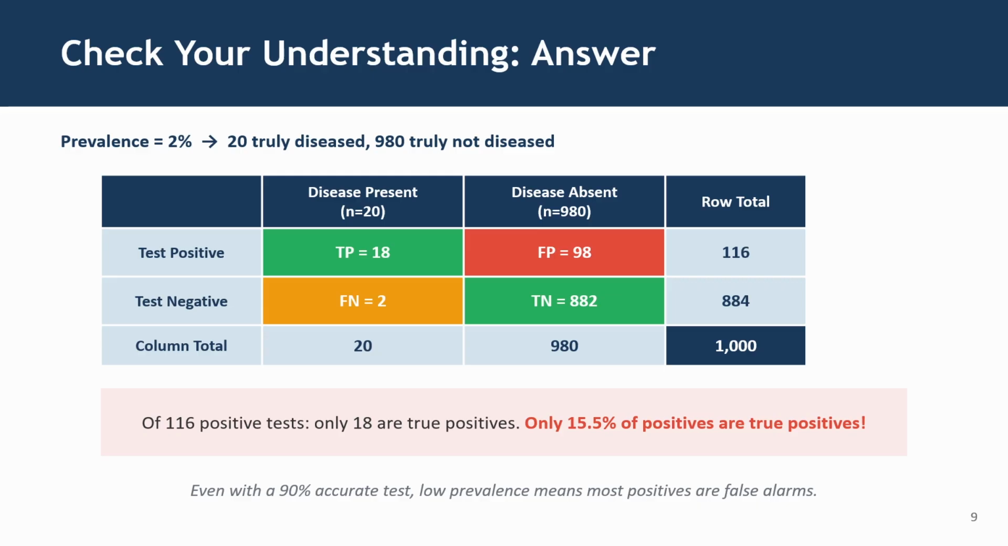Even with a test that is 90% sensitive and 90% specific, in a 2% prevalence population, fewer than 1 in 6 positive results is a true positive. This is a result that surprises almost everyone the first time they see it. It is not a flaw in the test. It is a mathematical consequence of low prevalence. And it is exactly why you must always consider your pretest probability before acting on a test result.